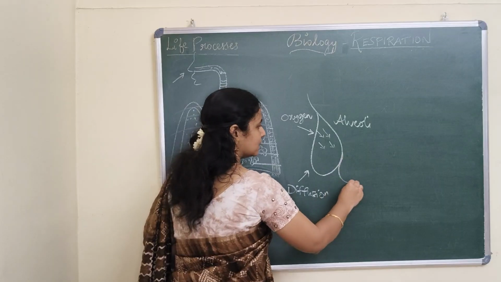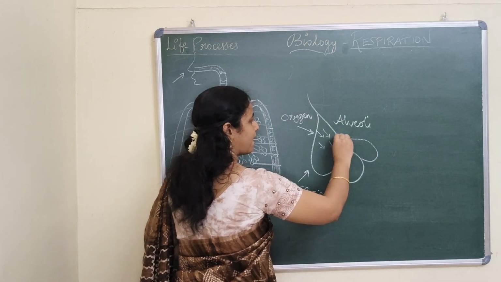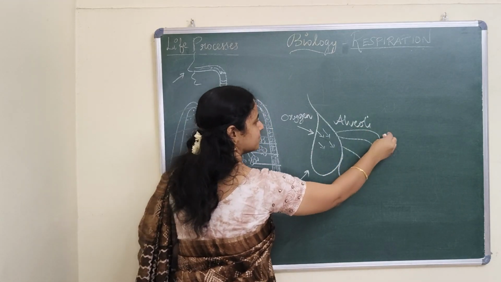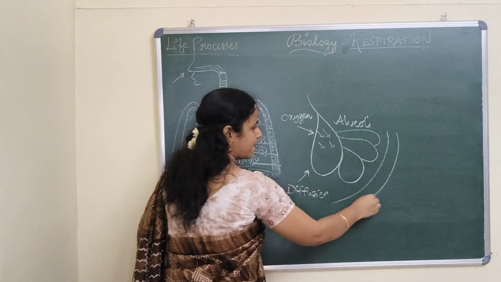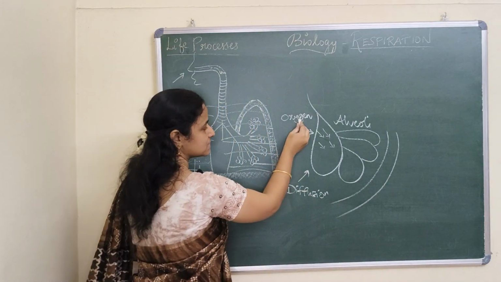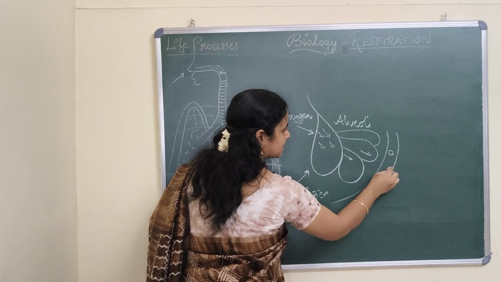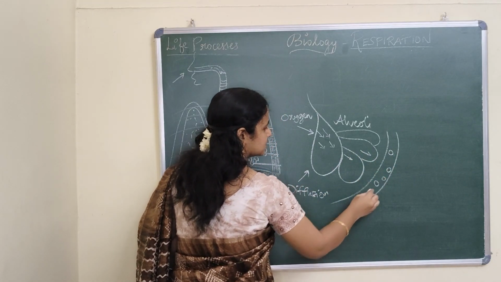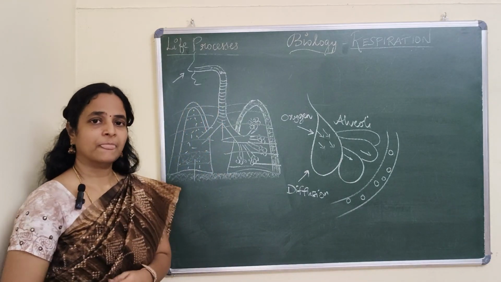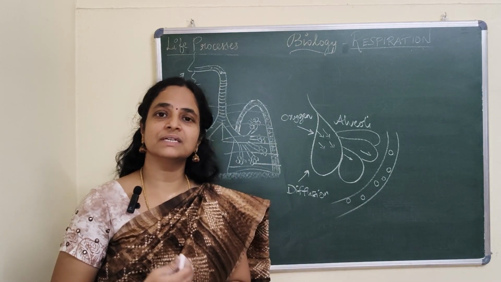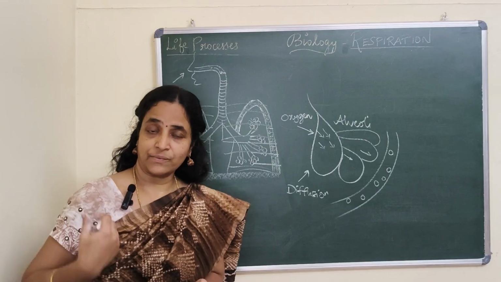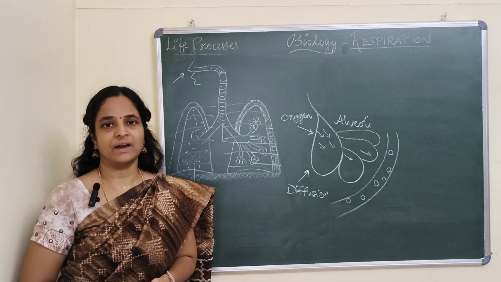So what will happen? The alveoli is connected to blood vessels. So oxygen from here will move via diffusion and they enter into the circulation. Since I told you that diffusion depends on the requirement and the environmental factor.